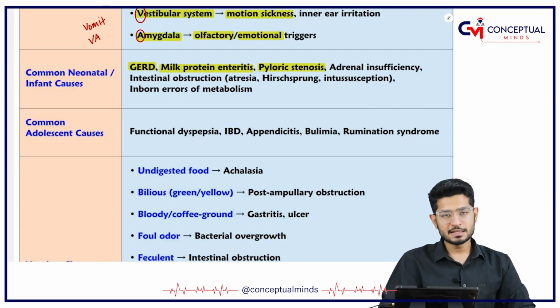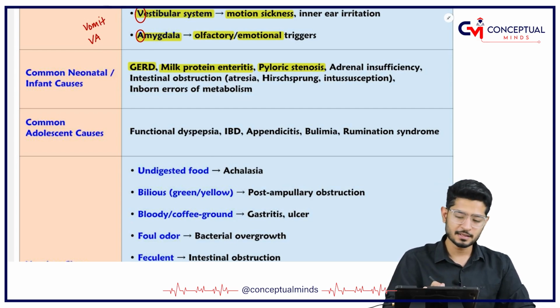Another thing is adrenal insufficiency. It has been seen that adrenal insufficiency is somehow related to vomiting, but it is not very important, so we can skip that.